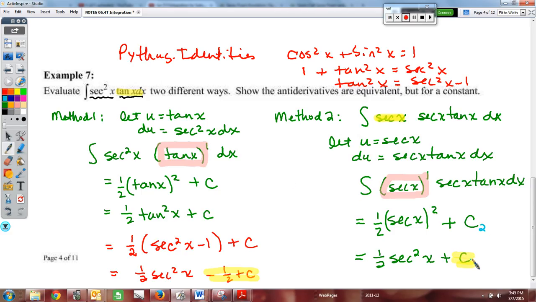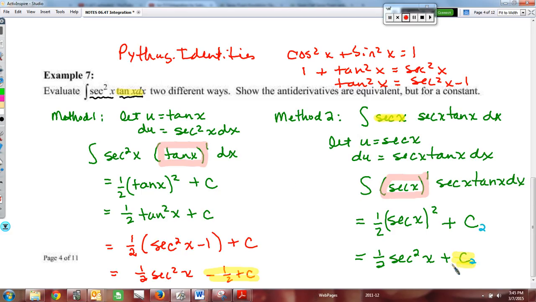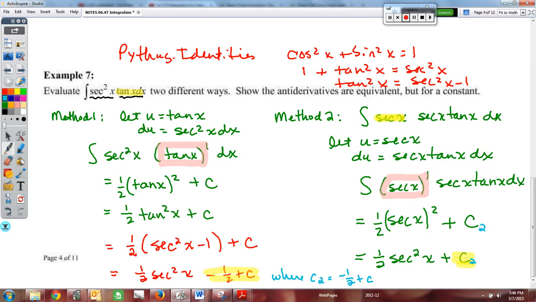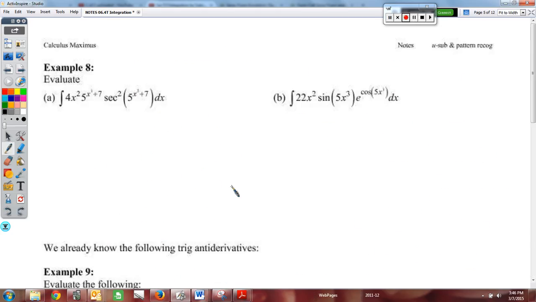c2, because it was the constant over on this side, and c2 equals negative 1/2 plus c. And so you can see that the different processes give you what may look like different answers, but they really are equivalently the same answer, just in different forms based on your trig identities. All right, let's take a look at the next few examples.